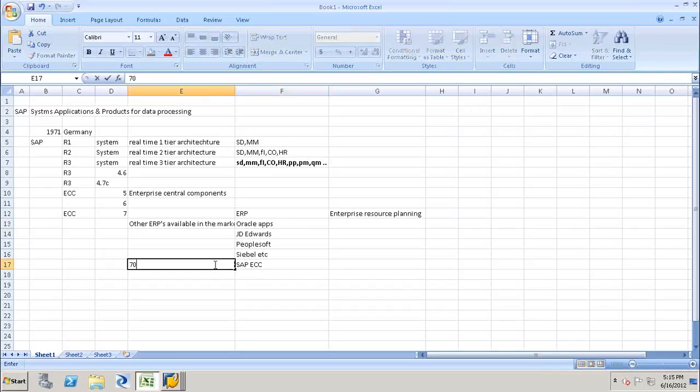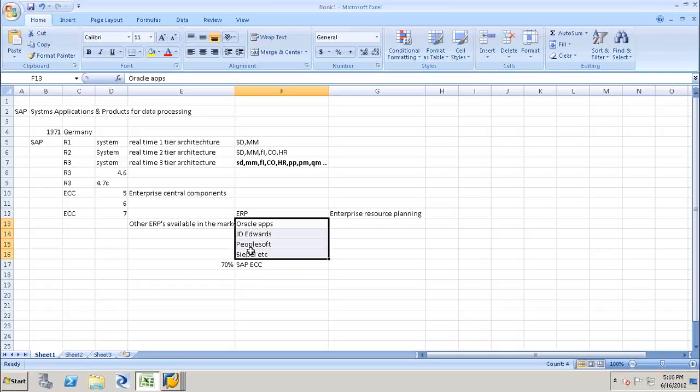70% of the ERP market is captured by the SAP ECC system as of now. The remaining 30% has been shared by these other ERP packages, in the current market situation. Why has SAP captured 70%? Why only 30% has been captured by these ERP packages?